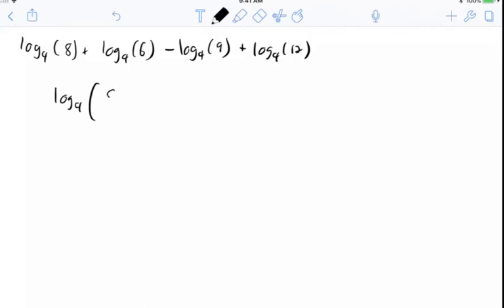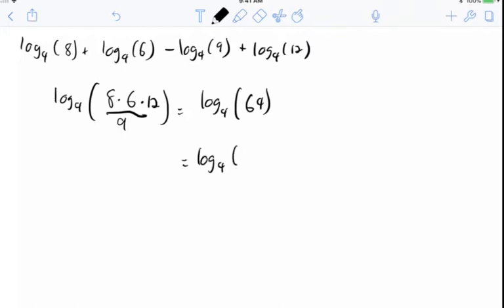So this is 8 times 6 times 12 divided by 9, that's 64. And 64 is equal to 4 to the power of 3. Yeah. So this is equal to 3 log base 4 of 4. So that's equal to 3 times 1. It's 3. Hooray! All right.